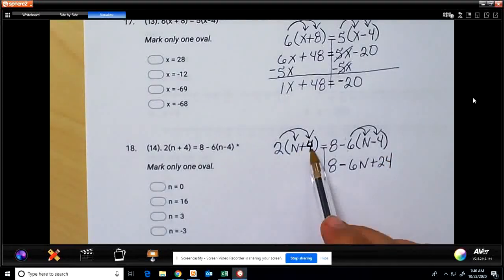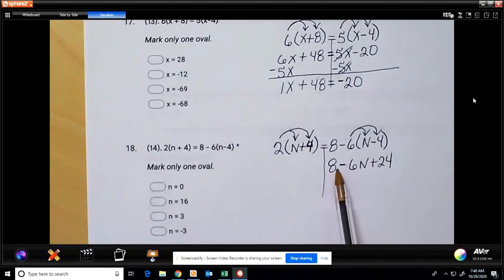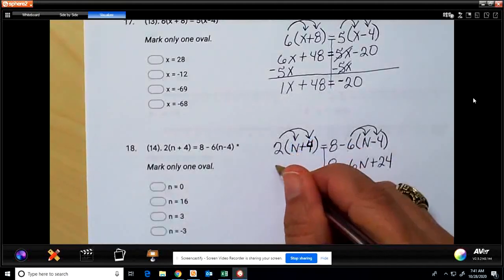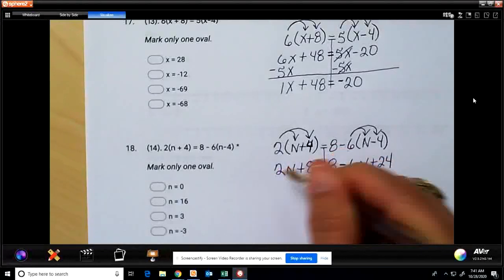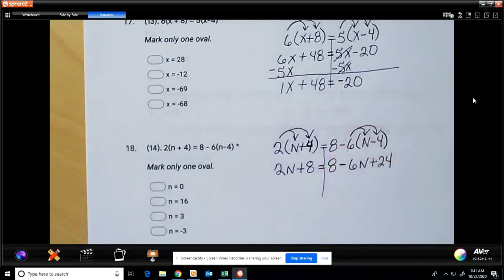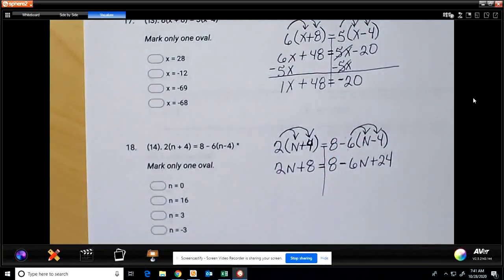What you need to do is distribute this and bring it down and then start solving. But you'll notice right here, you have an 8 without any variable. So you need to combine these two, plus 8 and plus 24, before you start bringing your n's over. This one's a tricky one, but I've helped you out to get you over the humps. I'll go ahead and do this one. This is 2n. And then 2 times 4 is what? It's 8. And that equals each other. And after you've combined the 8 and the 24, then you'll work it just like what we did up here.